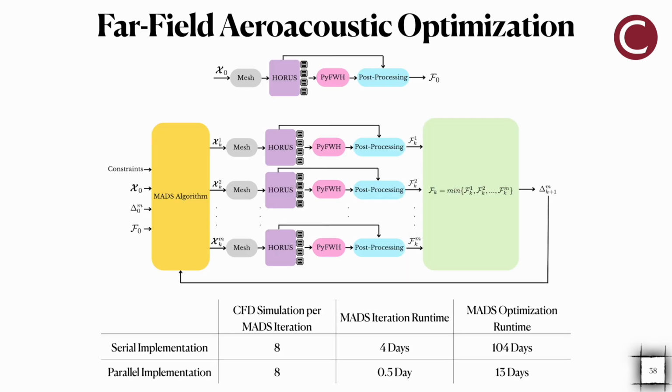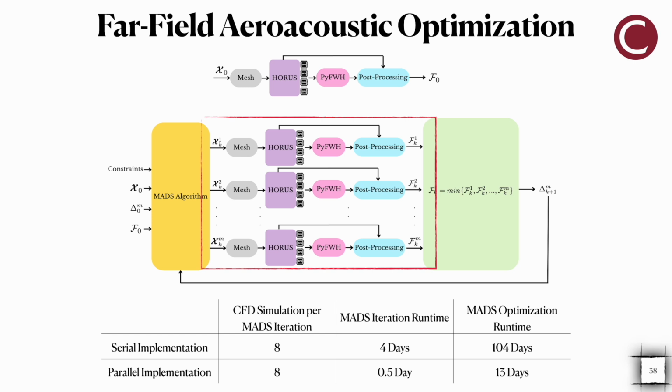The aeroacoustic shape optimization framework is a bit different here because we now have the acoustic solver. We called the acoustic solver PyFWH because it's the Ffowcs Williams and Hawkings formulation implemented in Python. Everything is similar to the previous one, but the only difference is that now we don't run CFD simulations one after the other. Within each optimization iteration, we perform all the simulations simultaneously. HORUS is run in parallel using 4 GPUs, and each candidate design is also run in parallel. So we have 2 layers of parallelism here.